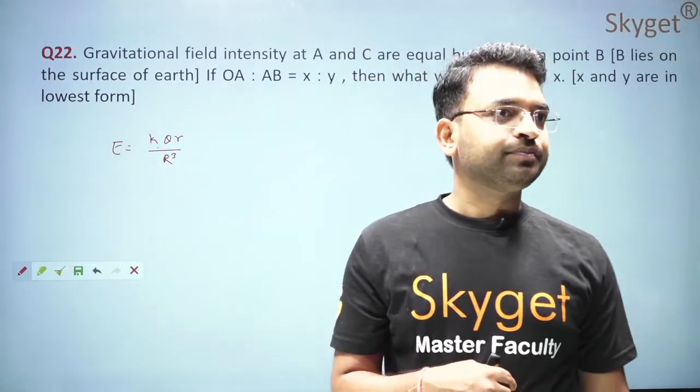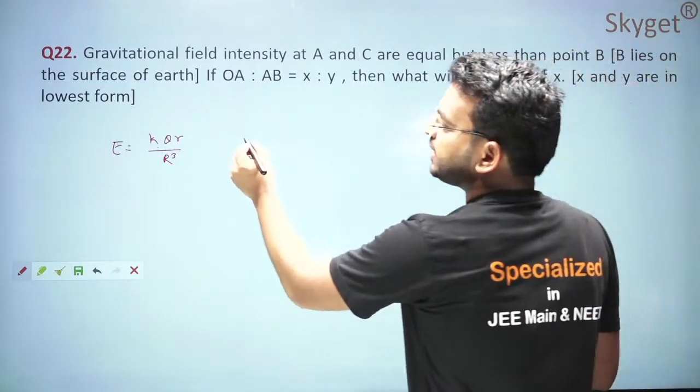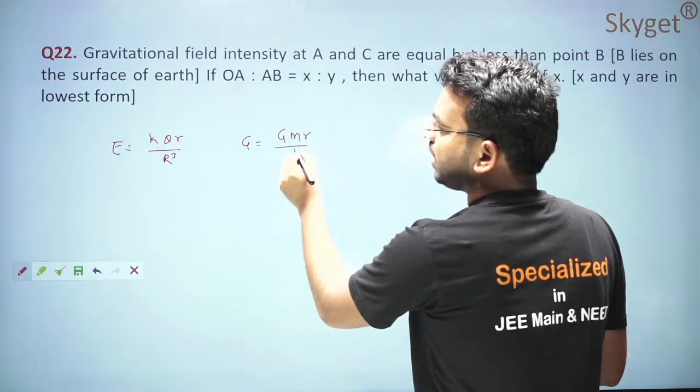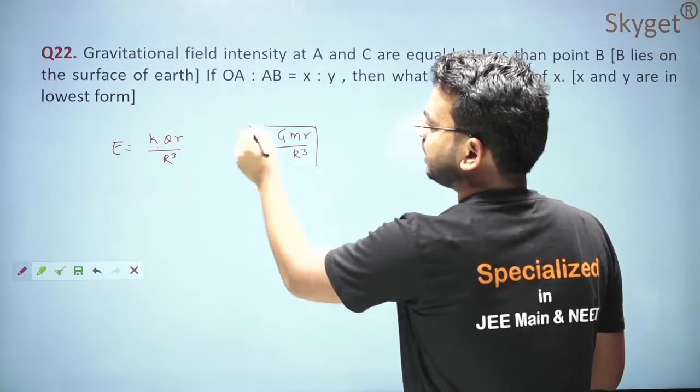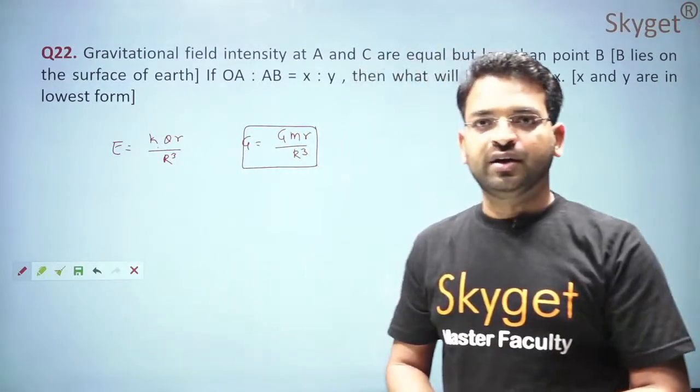In the same way, the gravitational field because of the earth at any point inside is going to be this value, GM R over R cube. This is the value if we are assuming the earth to be uniform, and normally the earth is uniform, right?